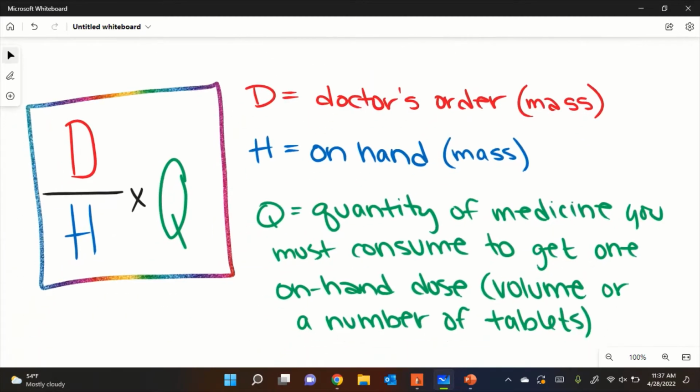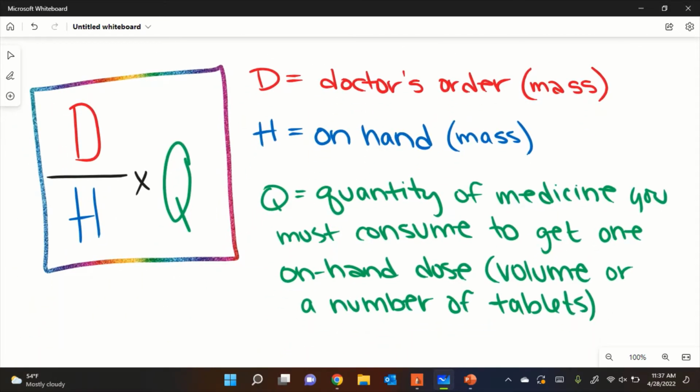That's what we're going to learn in this video, the fourth, I think, in this series. We are going to learn about this equation, D over H times Q, where D is the doctor's order. This is always going to be a value that is equivalent to a mass or a weight of something. So if we're in the metric system, which is going to be the most common, this is going to be something in grams, milligrams, micrograms, right? Some variant of grams. And in fact, those three units that I just mentioned are going to be the three most common units that you see.